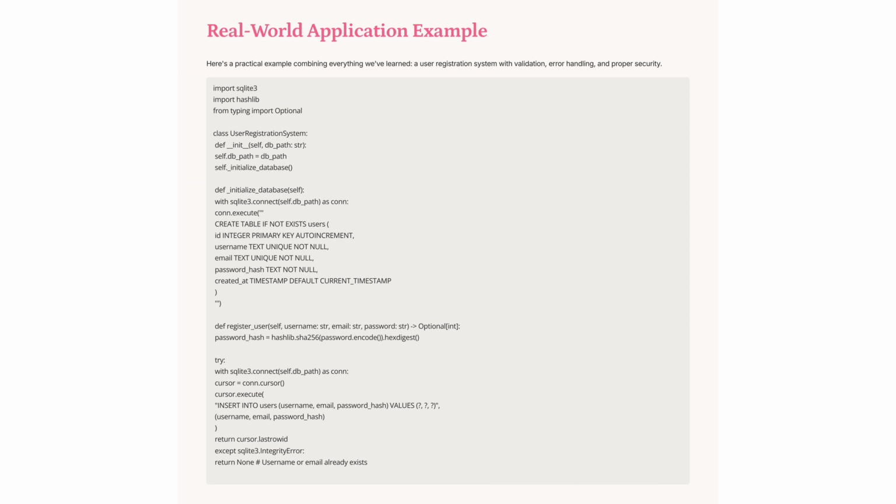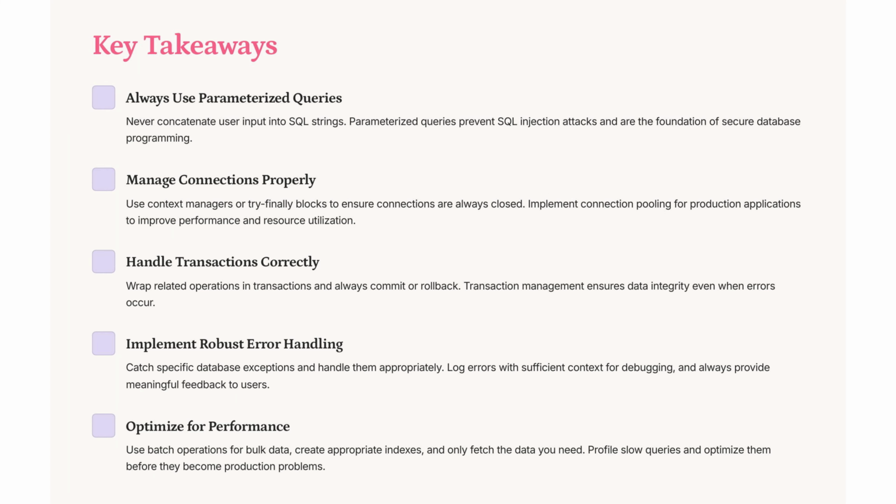A user registration system demonstrates key concepts: database initialization, user input validation, and security. It uses SQLite for storage, ensuring unique usernames and emails. Passwords are securely hashed with Secure Hash Algorithm 256. The system handles errors like duplicate entries gracefully, returning None if a username or email already exists, ensuring robust user management. Always use parameterized queries to prevent SQL injection, ensuring secure database programming.